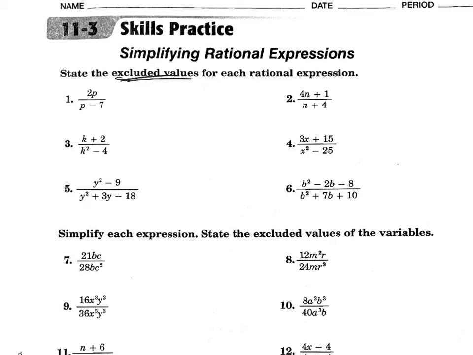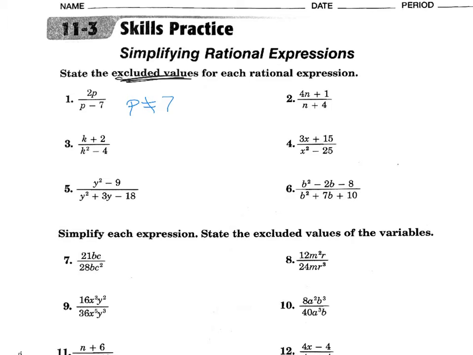Remember, your excluded values for this top section are the numbers that you couldn't have for the variables in the denominator that would make it equal 0, okay? So let's find the excluded values. Now, remember, you're doing the top, all of them, and then the bottom, the odds, okay? So let's do a couple up here. For instance, p could not be 7 for number 1, because that would make our denominator 0, right?